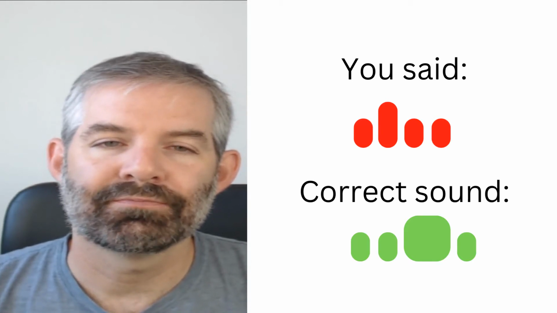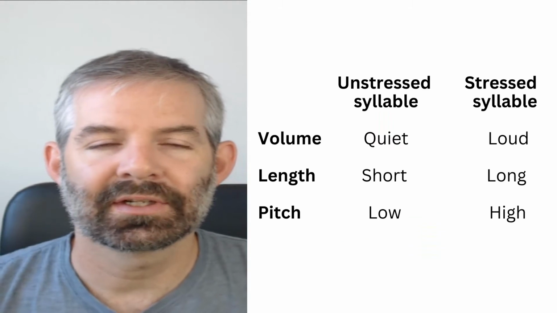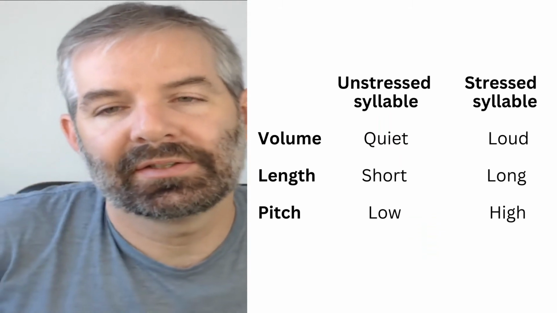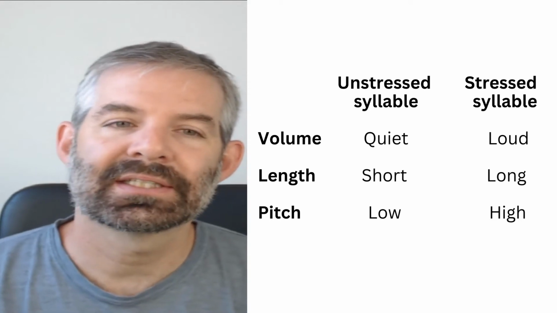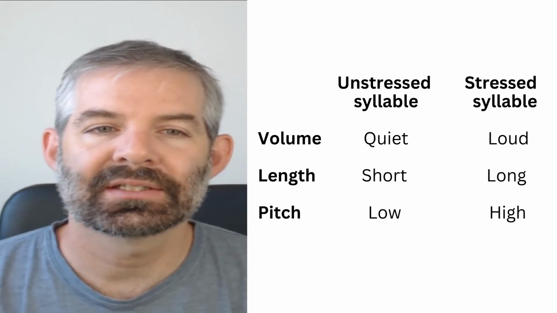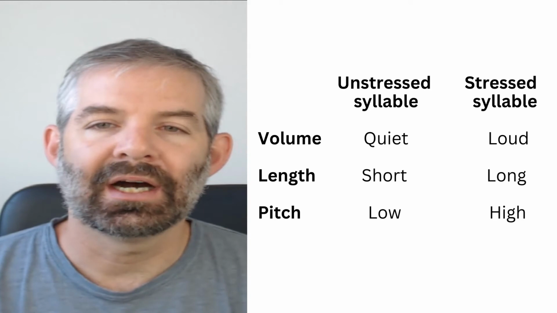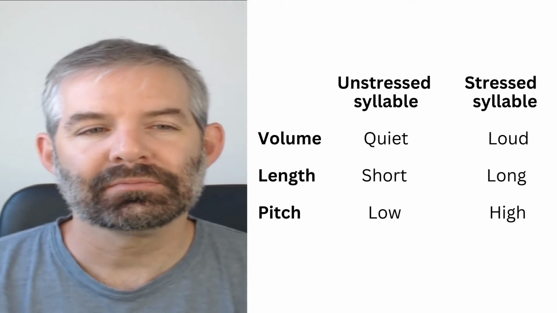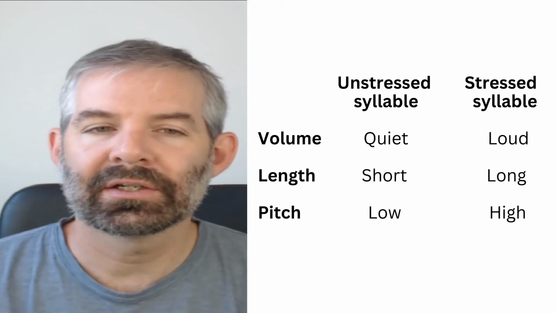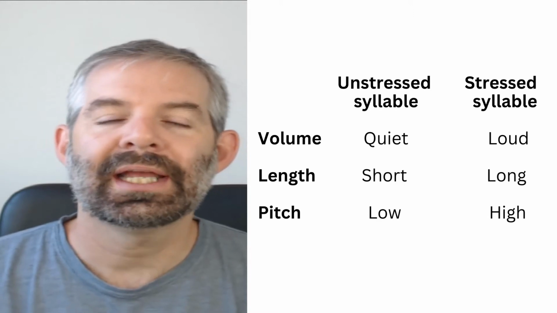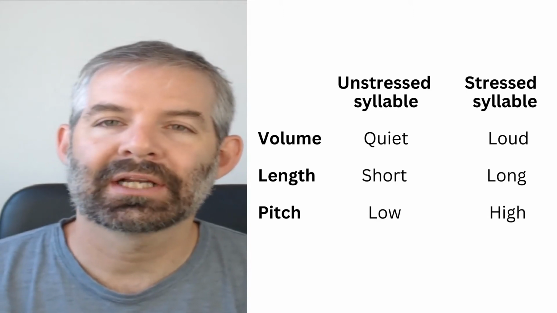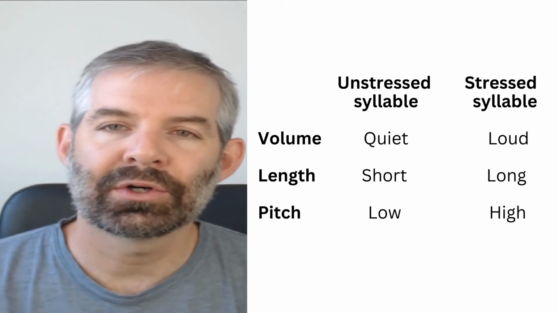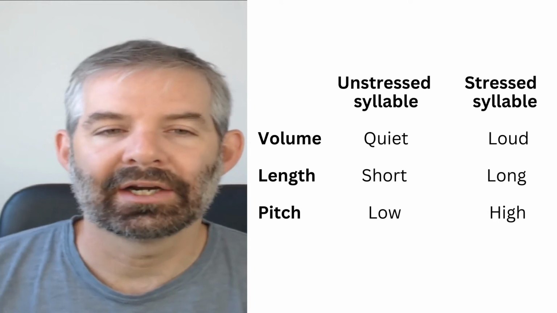So take a look at this kind of table to see what we need to do for unstressed syllables versus stressed syllables. The unstressed ones should be quieter, shorter, and lower in pitch. And the stressed syllables, by contrast, should be louder, longer, and higher.